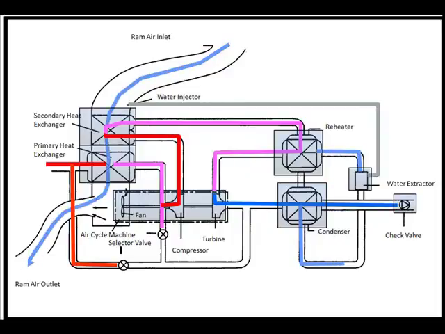A downstream check valve is installed between the condenser and the mixing unit. Air flows through the downstream check valve to the mixer unit. The downstream check valve closes if the air flows in the opposite direction.